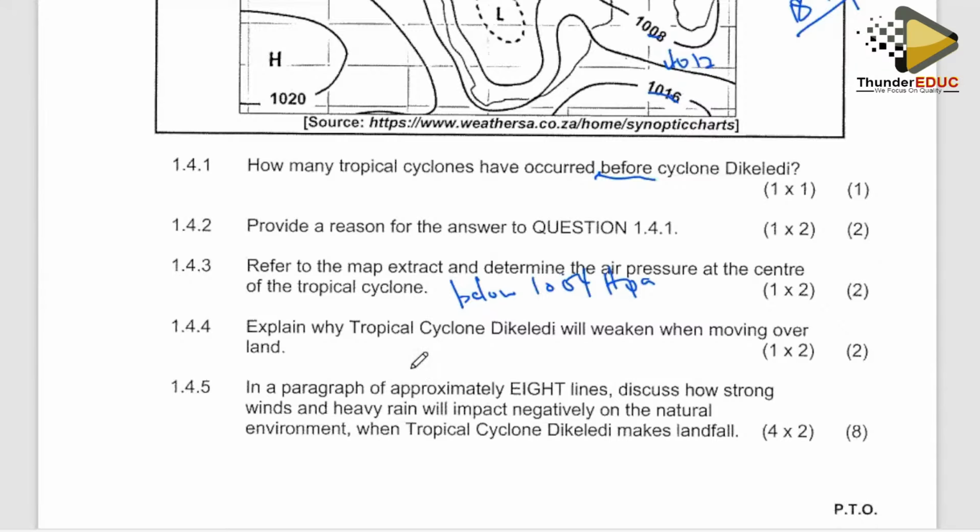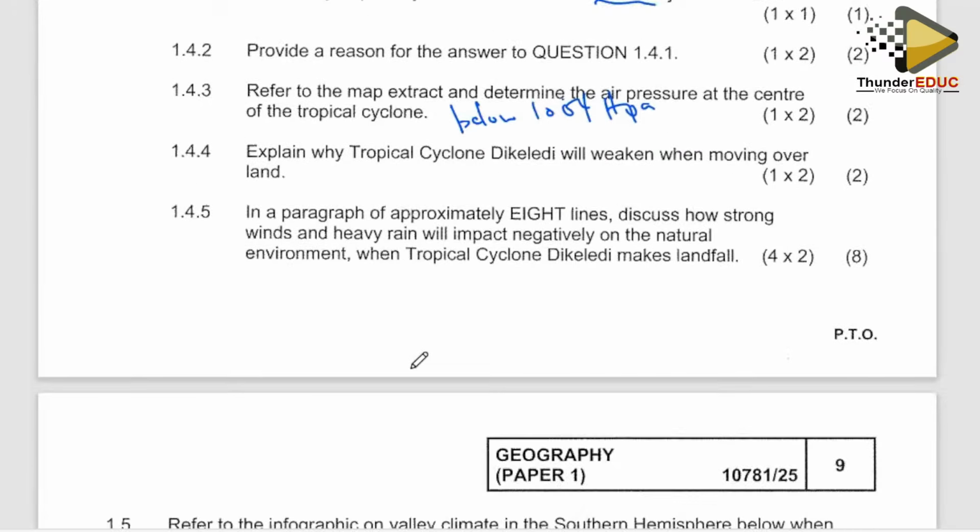Explain why tropical cyclone Dikeledi weakens when moving over land. Why do tropical cyclones lose their intensity as they approach land, as they move from water bodies to land? I'll just indicate 2 reasons here. One is because of frictional drag. Remember, when they are moving over the oceans and the seas, there is less friction because it's a smooth surface. But as they approach land, they are going to face rough surfaces that are going to reduce their speed, and they are going to weaken.